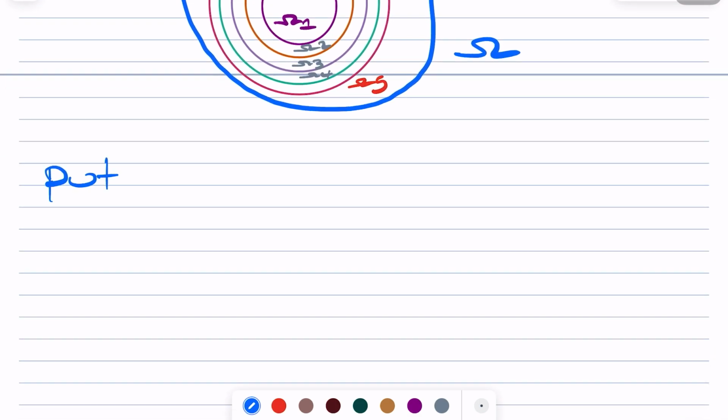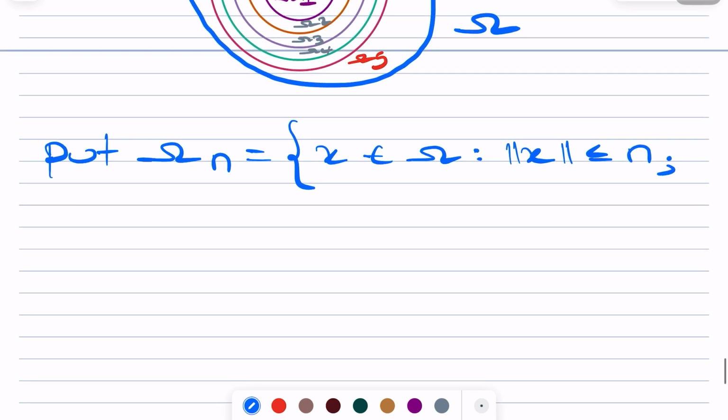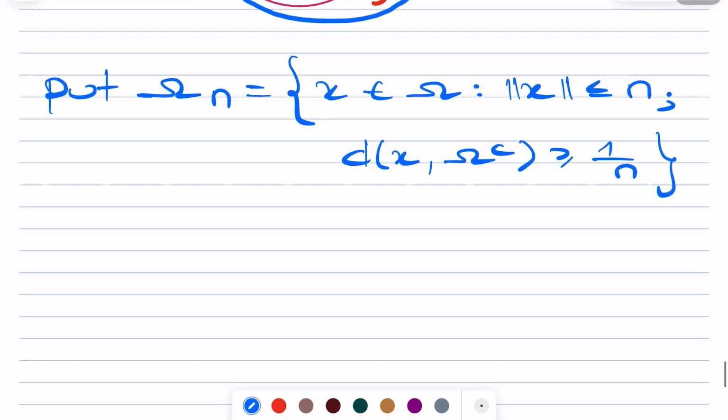So now I'm going to write what I draw mathematically. Put omega n to be the set of x in omega such that the norm of x is less or equal than n, so we even take it closed, and the distance of x to the complement of omega is greater or equal than 1 over n. And this, of course, for every n greater or equal than 1.